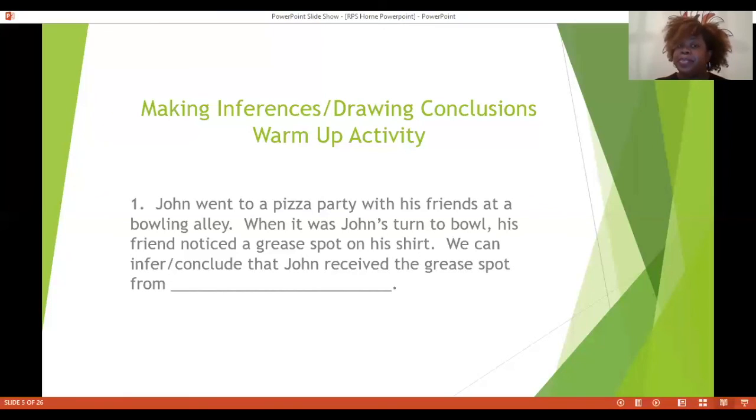What about you? And again, it could be that you say, no, Mrs. Holman, he could have gotten that grease spot on his shirt from anything. Well, he could.